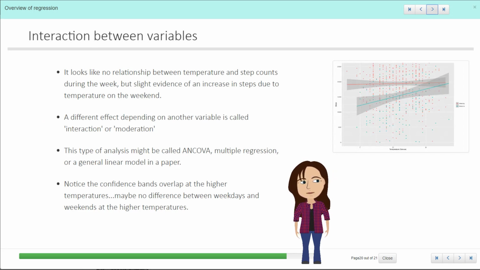If the relationship with a variable changes depending on another variable, then we call this interaction or sometimes moderation. So if the effect of temperature on your step count is moderated by whether or not it's the weekday or the weekend, then we would call this an interaction effect. And this type of analysis might be called ANCOVA, multiple regression or general linear model. So sometimes two-way ANOVA with interaction. It gets a whole lot of names. Anything with ANOVA, regression or model, linear model, is probably falling under this family. It's a great big family of techniques.